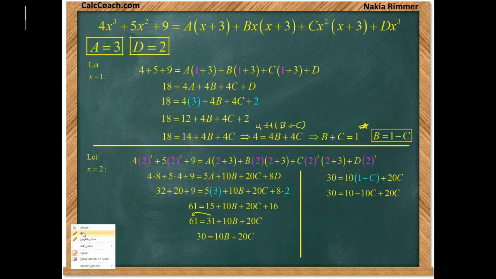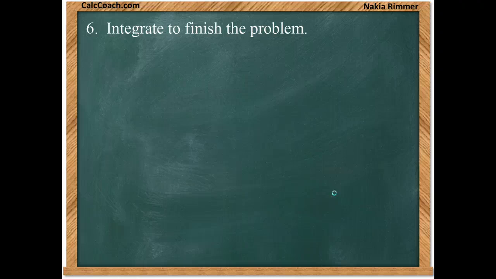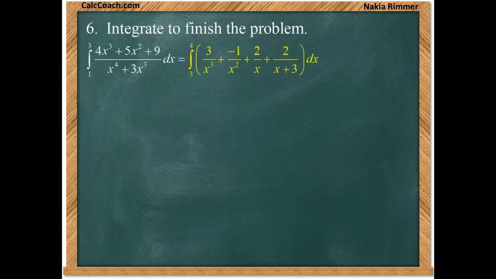And then after that, what will happen is we can combine things together, and we'll have positive 10C, and we'll move this 10 over and have 20. So C is 2. Great. Knowing that B is 1 minus C, we even have B right away. B is negative 1. Wonderful. So what comes next? Well, we have to put everything back together. Finish the problem. We know A, B, C, and D. Put them all back together, and we have to integrate correctly and finish the problem off.